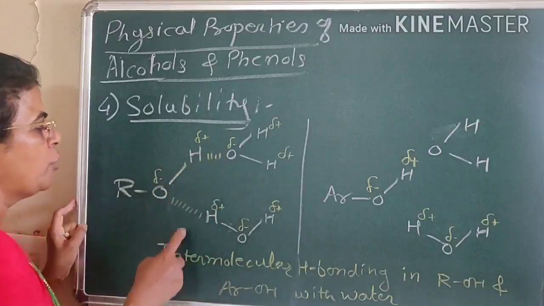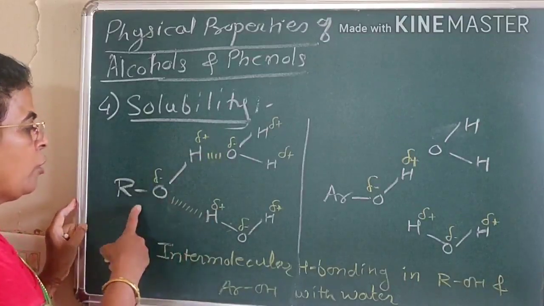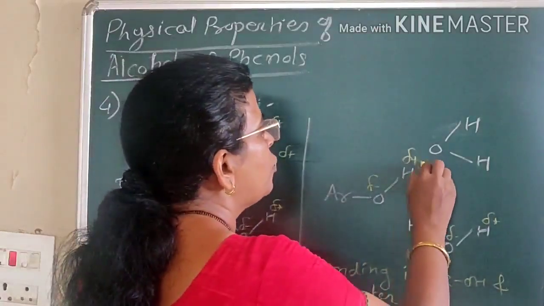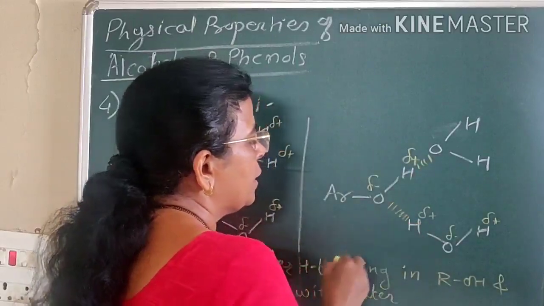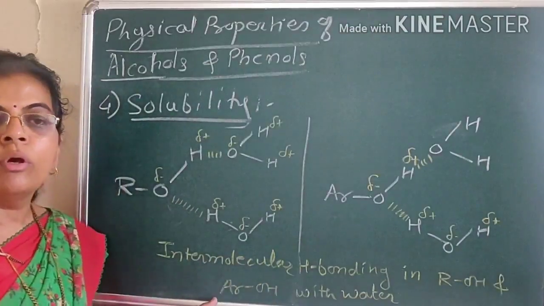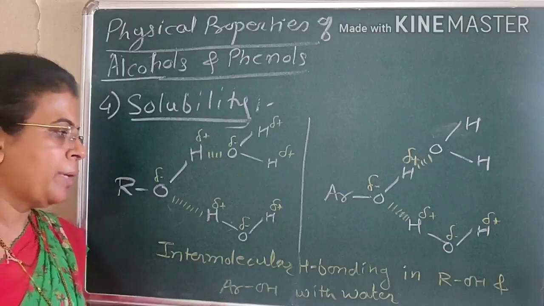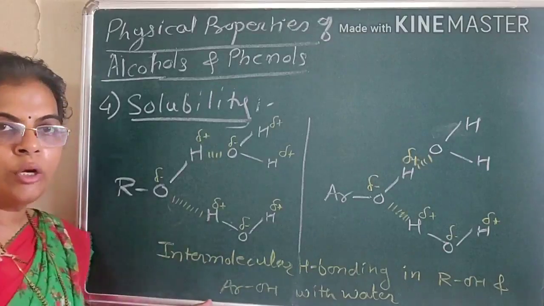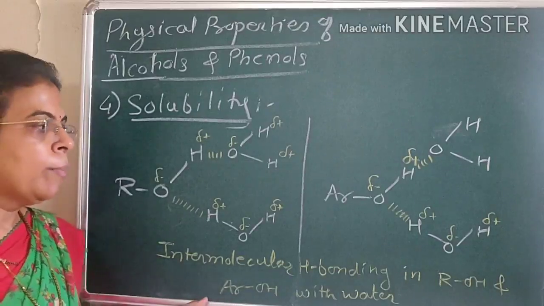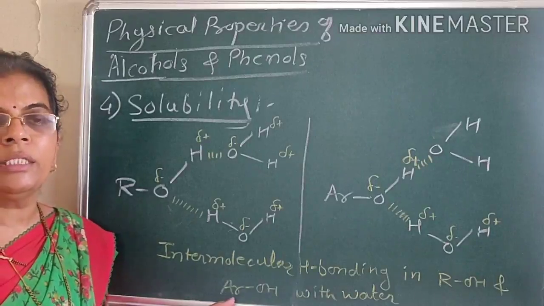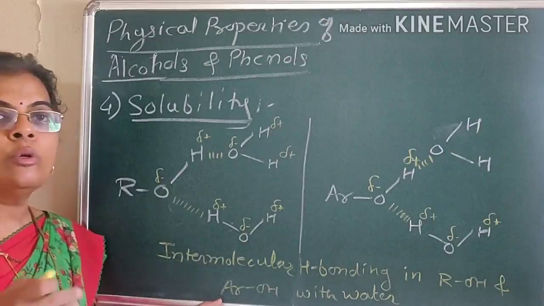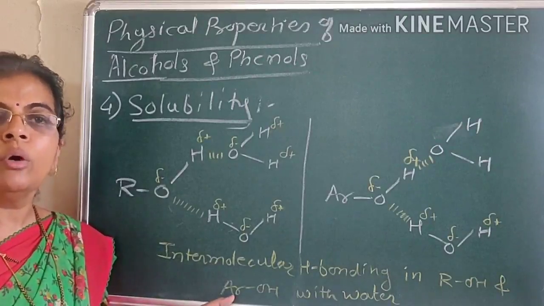That is, this intermolecular hydrogen bonding is observed in the case of alcohols and water molecules also. Here in phenols also this hydrogen bonding is observed like this. This intermolecular hydrogen bonding is present in alcohols and phenols. Therefore, lower alcohols up to 3 carbon atoms form intermolecular hydrogen bonding with water and therefore are soluble in water. But as the number of carbon atoms increases, steric hindrance also increases and due to this steric hindrance, the solubility of alcohol in water also decreases.